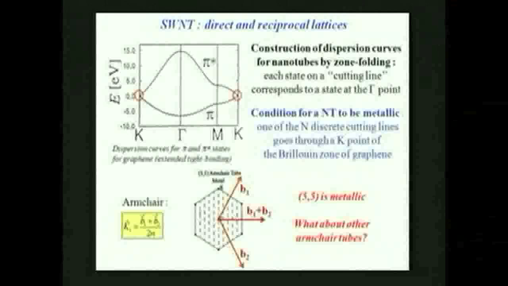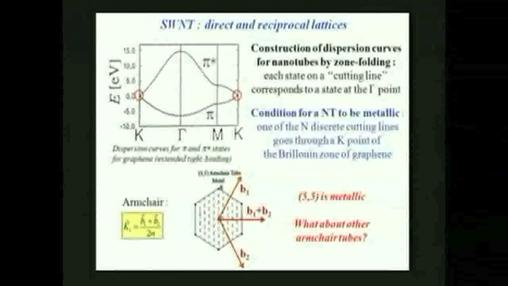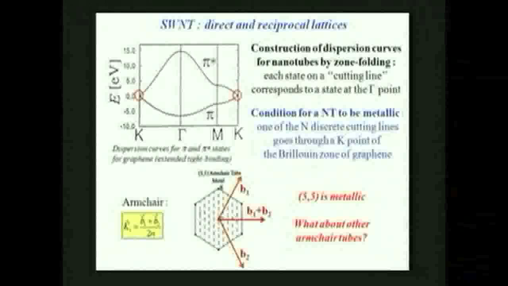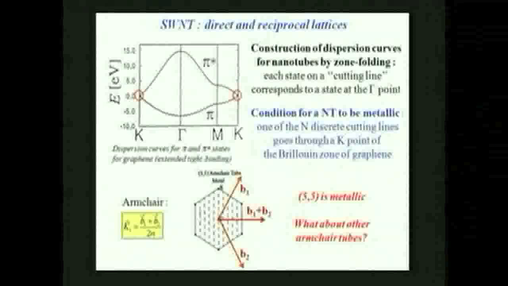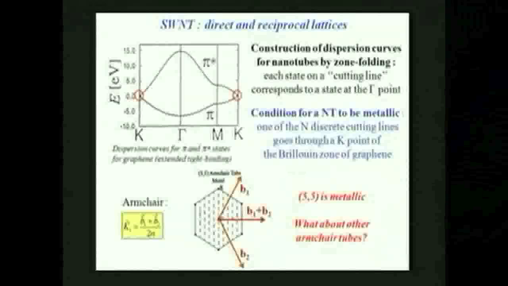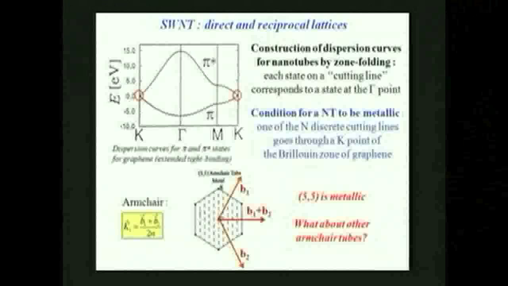Because here you have 2n. So if you have an even number of cutting lines, you see that you will always have one line cutting the Brillouin zone in the middle, going through the sigma-K line. Therefore, you will always have a line going through the K point for all armchair nanotubes. You will always have this allowed state, which is a possible state for electrons at the Fermi level, which is the definition of a metallic system.